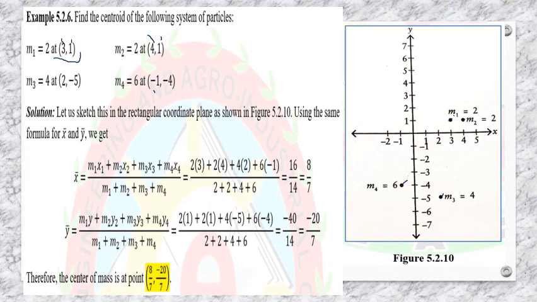So, let us check this in the rectangular plane as shown in this figure, using the formula for x bar and y bar. So, ang x bar is m sub 1 is 2, and then x sub 1 is 3. Okay, lahat ng coordinates na nasa unahan, yan yung mga x's. X sub 1, x sub 2, x sub 3, tapos x sub 4. And then yung pangalawa naman, yan yung mga y sub 1, y sub 2, y sub 3, and y sub 4. So, substitute lang natin sa formula na to. So, we get x bar is 8 over 7 and y bar is negative 20 over 7. So that is for the center of mass of a plane region.